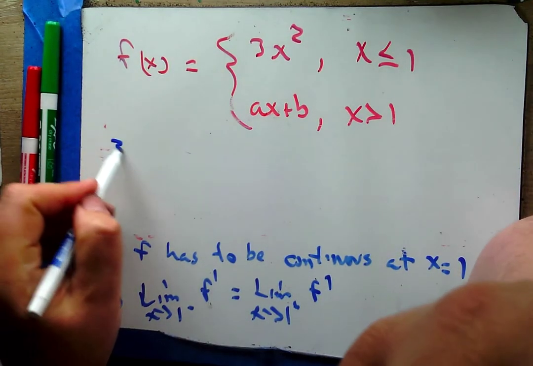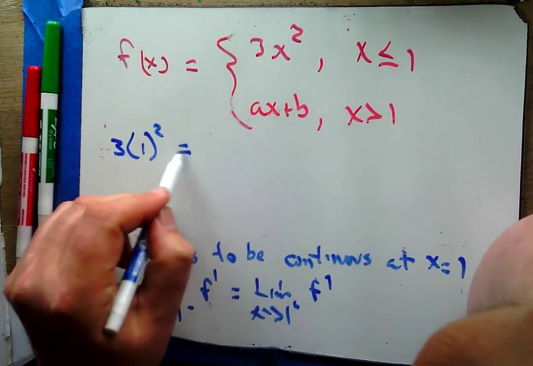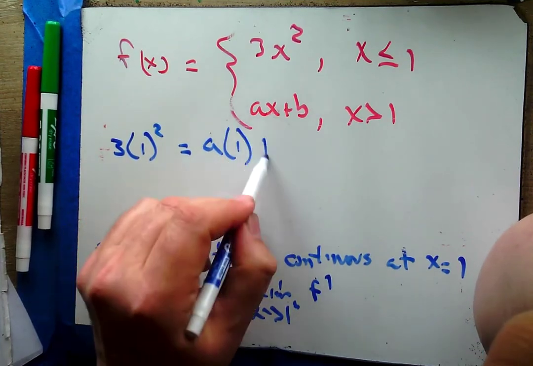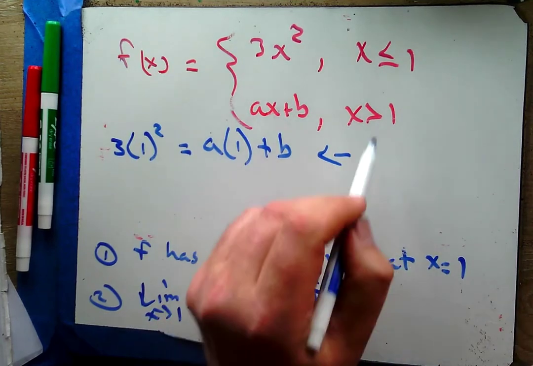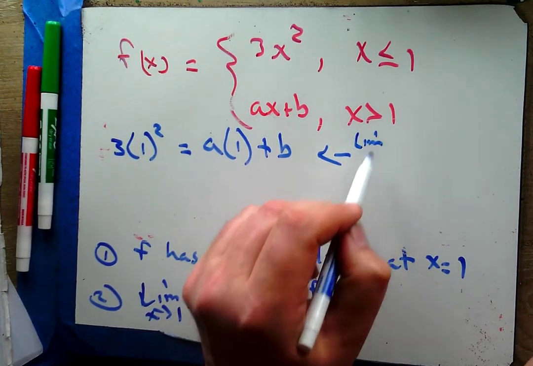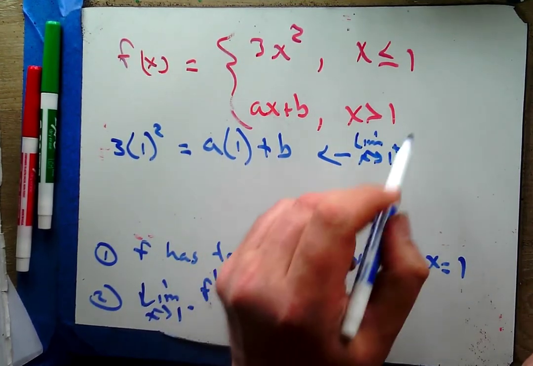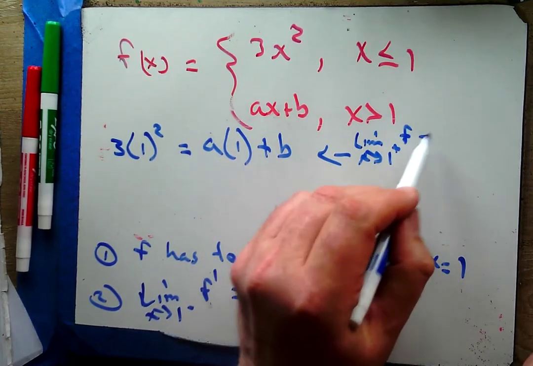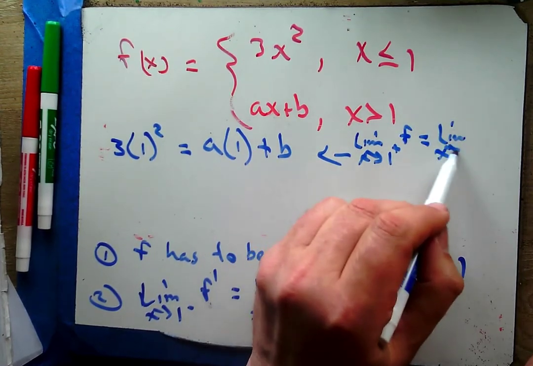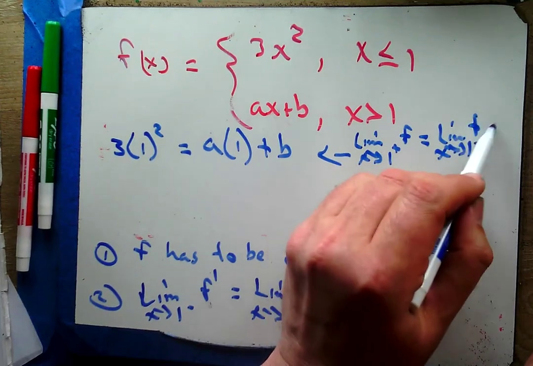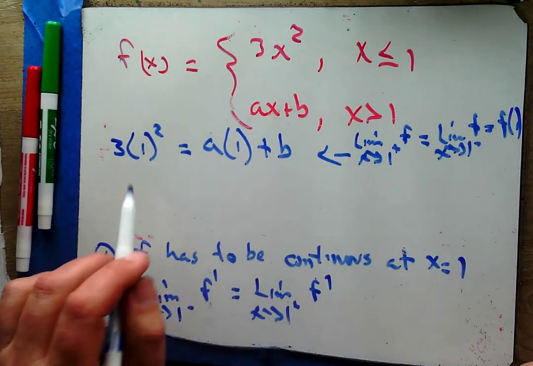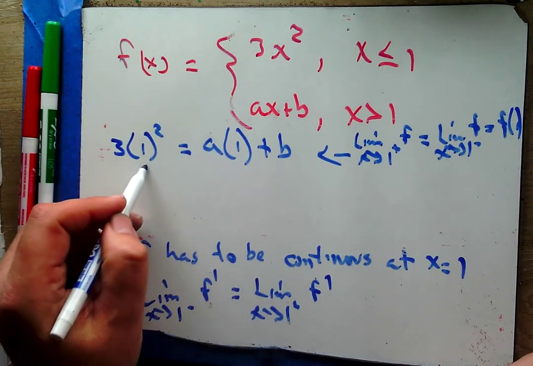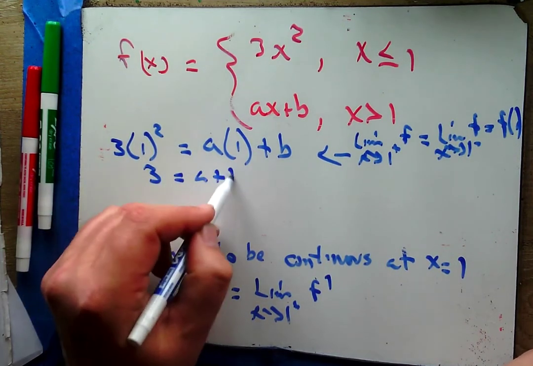First, we know that 3 times 1 squared should equal a times 1 plus b. This is us checking to see that the limit as x approaches 1 from the positive side of f equals the limit as x approaches 1 from the negative side of f equals f of 1. Okay, that's us doing continuity. And so here we can say that 3 equals a plus b.